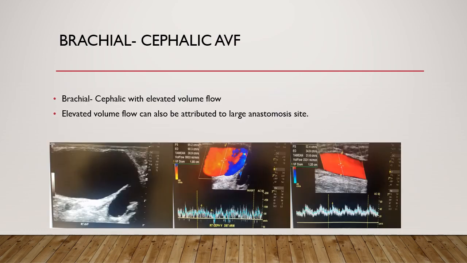Here you have the brachiocephalic fistula with elevated volume flow. Elevated volume flow can also be attributed to a large anastomosis site. So you can see in this image here, the volume flow was in the 5,000s. Again, when you look at the anastomosis site in relation to where this image was obtained, it's quite close to the anastomosis site, thus giving you a volume flow of 5,500. And as you go further to the next third image, volume flow was still high, 2331, and this is related to a very large anastomosis site.